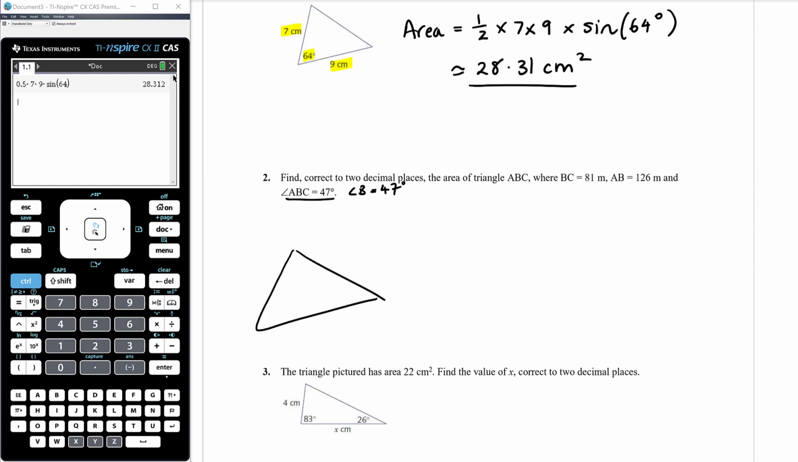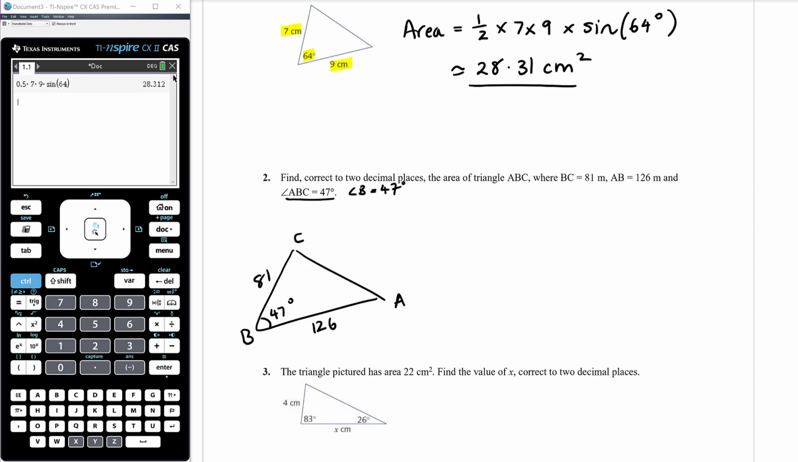I'm just going to draw out a triangle. If I call this corner B, that means that's the 47 degrees down there. Now I know that BC is 81 and AB is 126. So let's make this A and C. So this is 126 here, and this is 81 here.